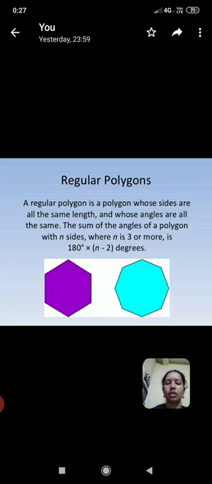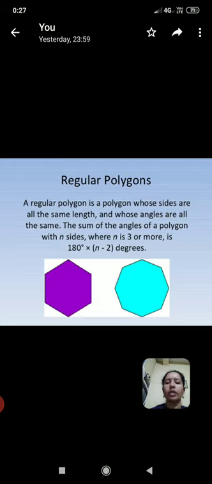Another one, regular hexagon. A hexagon has 6 sides and all sides are equal. Perimeter of a regular hexagon is equal to 6 into 1 side. 1 side is equal to 5 centimeters. Therefore, 6 into 5 centimeters, that is equal to 30 centimeters.